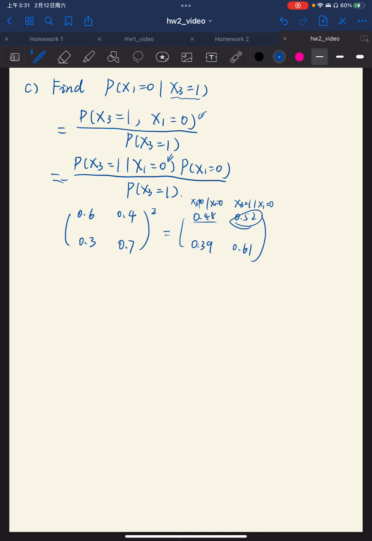So substituting the values together, it is 0.52 times 0.2 divided by 0.592, which is equal to around 0.176.